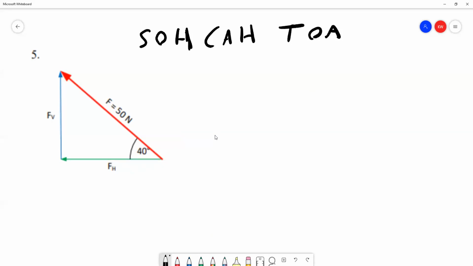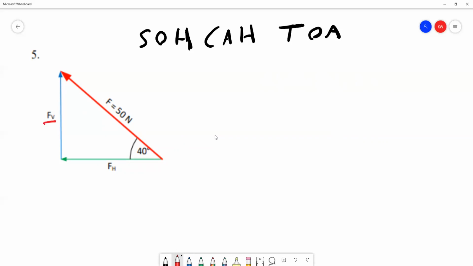Now, when you're doing your own working, you don't need to be as elaborate as I am and write sine equals opposite over hypotenuse and all of that. You can write immediately sine is equal to FV over 50, as it will be, spoiler, in this case. But it's good practice. If you haven't done this for a while or you're learning it the first time, it's a good way to check. So let's start off with FV.